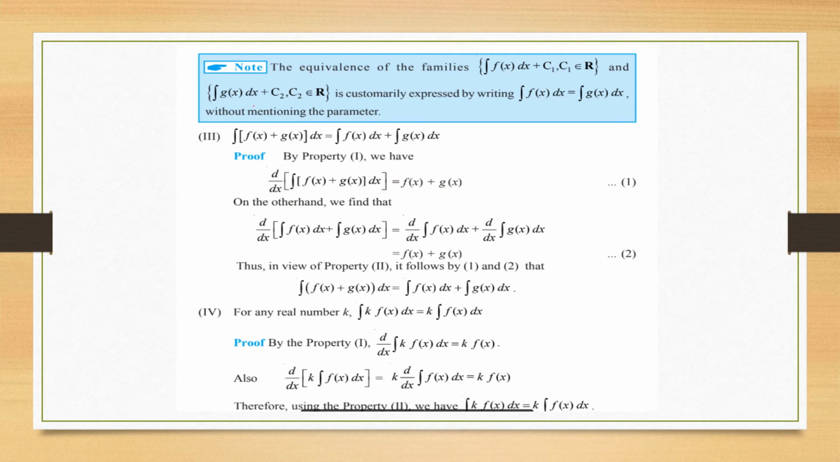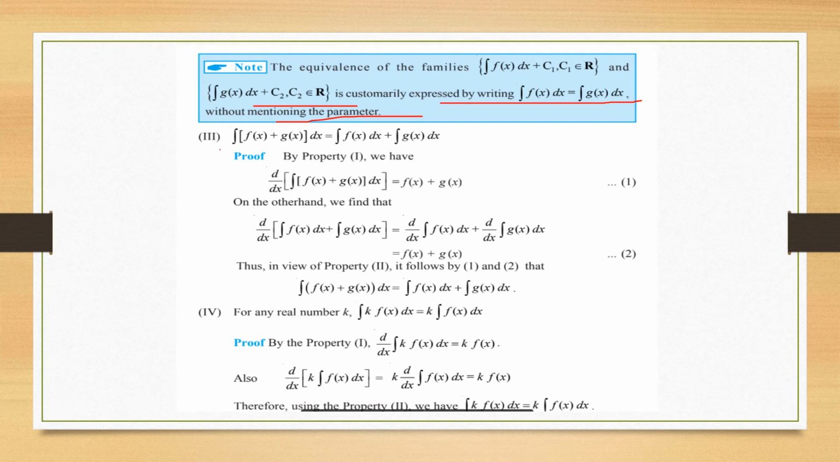These are expressed by writing integral f(x) dx equal to integral g(x) dx without mentioning the parameter, okay? You do not have to mention the parameter again and again.